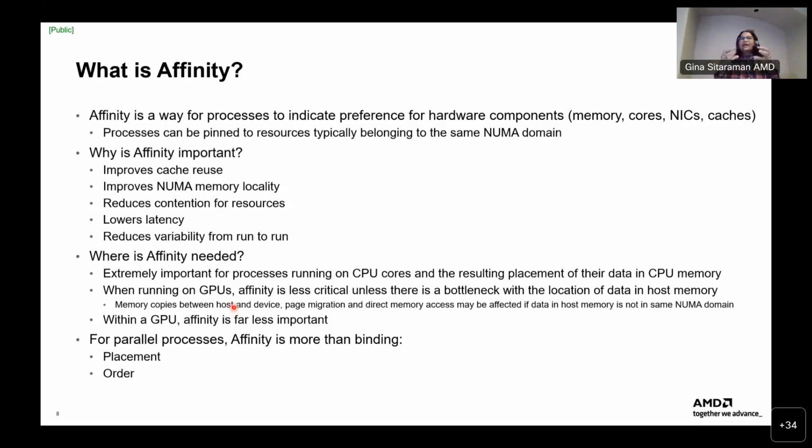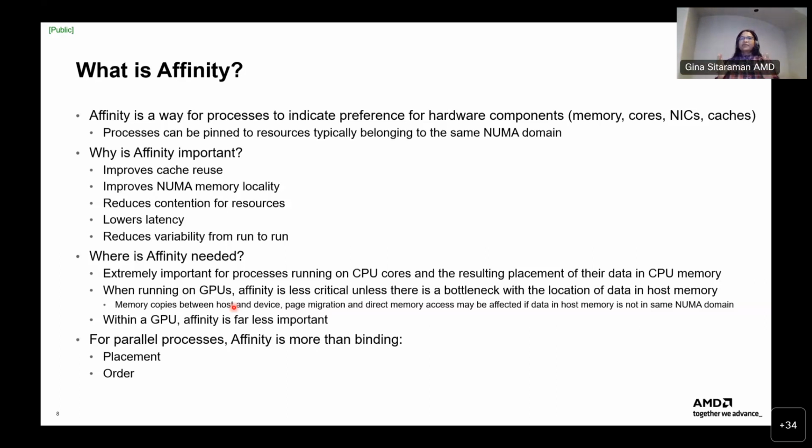So if we have memory copies between host memory and the device memory, in order to get the maximum utilization of the bandwidth of those transfers, we would like to use the same GPU and the CPU cores that belong to the same NUMA domain. If we have page migration and direct memory access, we also want to be as close to the memory as possible because remote memory accesses can be quite expensive. Other than that, within a GPU, Affinity is not that important.